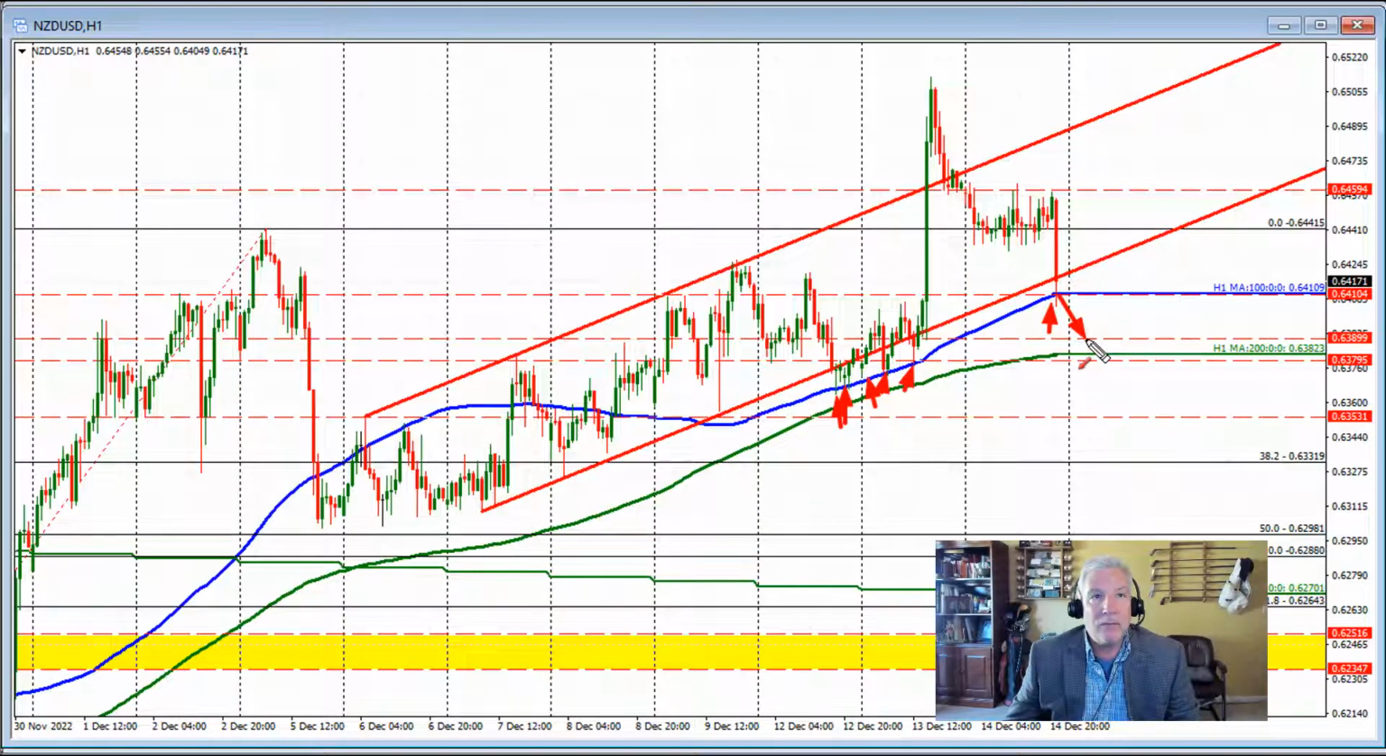If we're able to get below that level, we have other levels to target, including the low price at right here that is near the 200-hour moving average. That's a green line in this chart at 0.6382. Getting below the 200-hour moving average would be more bearish and would be the next key target to get to and through if the sellers are to take more control in that currency pair.